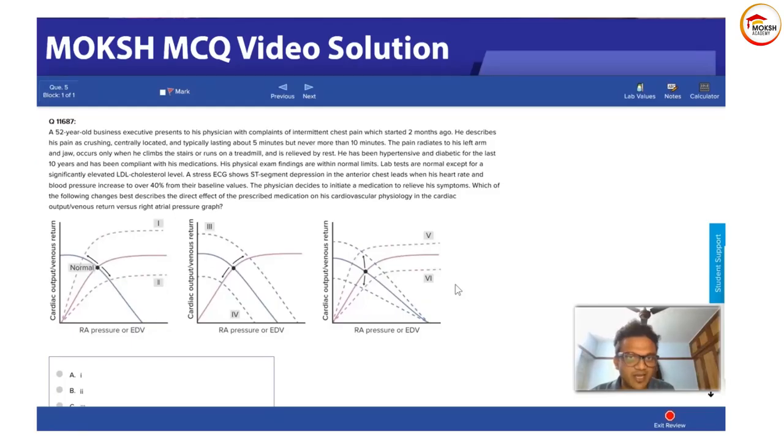The patient is a 52-year-old man. Is he a man or female? Okay, he's a man. So he has intermittent chest pain. Okay, it typically lasts 5 minutes, not more than 10 minutes. Pain radiates to the left arm and jaw.